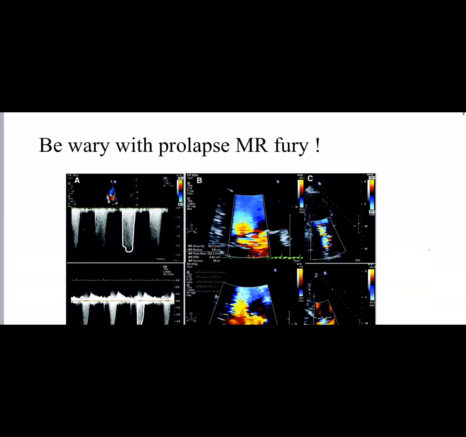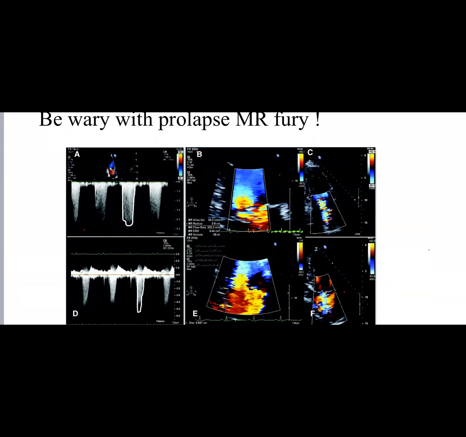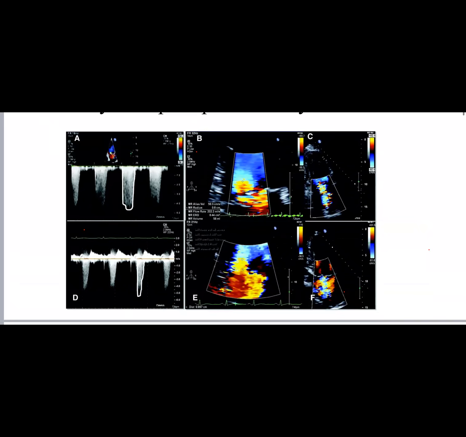Now there is a problem when we are quantifying the MR of prolapse. One of the most difficult MR quantifications is the one that belongs to prolapse. I spend more time with these patients than the rest, like degenerative MR and stuff like that. You know why? Why is the quantification problematic?